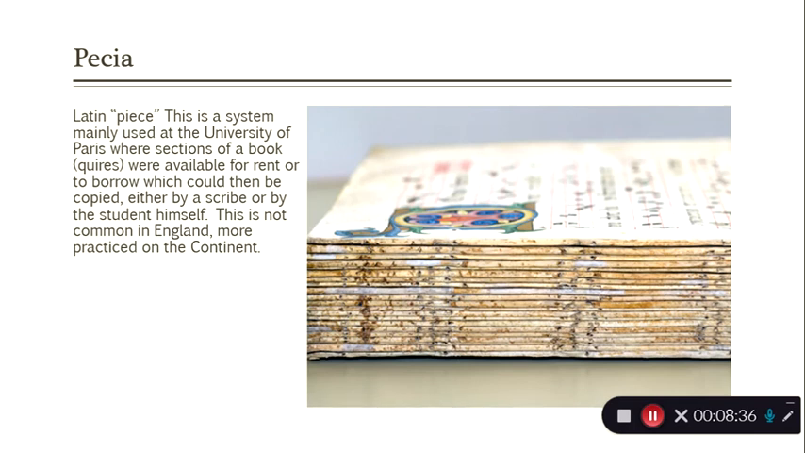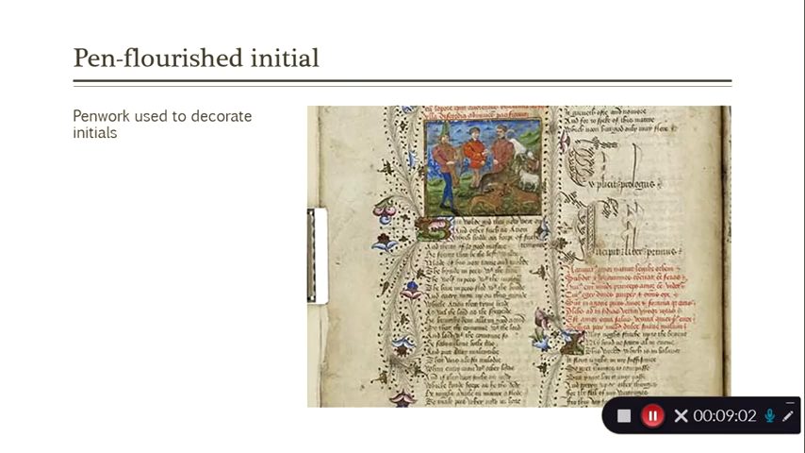A pen flourished initial is just an initial that's been decorated by penwork. So you see here in this page from John Gower's Confessio Amantis, you see the explicit prologus with its ascenders, and you see incipit liber primus with its ascenders, again decorated. Those would be called the E and the I, and the L and the B would be considered pen flourished initials. Flourished with cadels and also with strapwork.